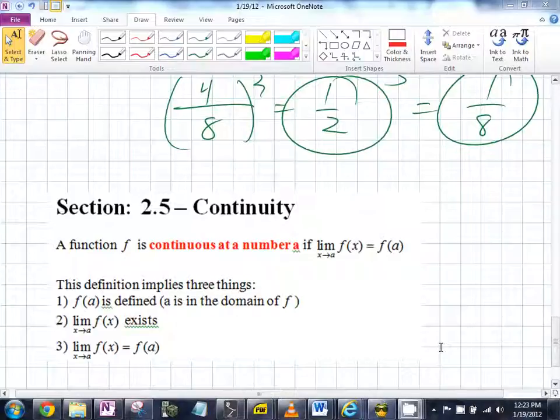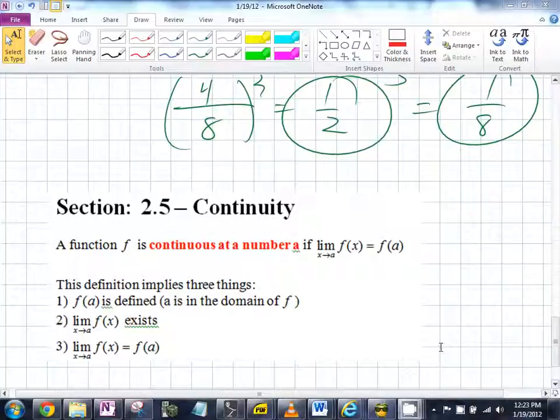Yes, it does, because is f of a defined if the function is not defined at f of a? No, that's an immediate contradiction, right? So, first of all, the function has to be defined there. But what that means is you're approaching a certain y value. The function itself has to evaluate to that value that it's approaching.